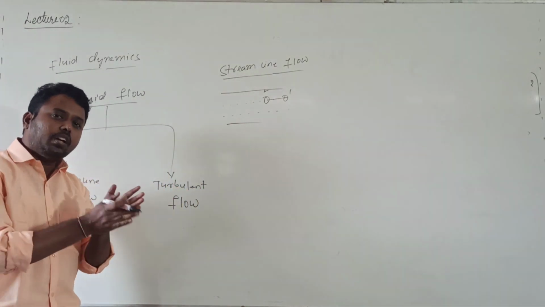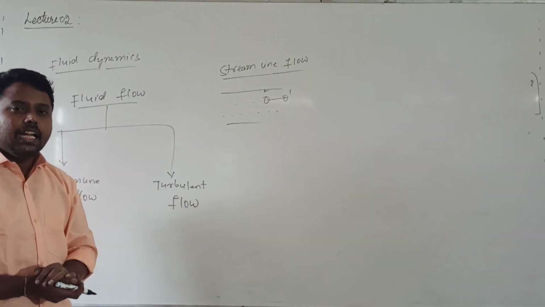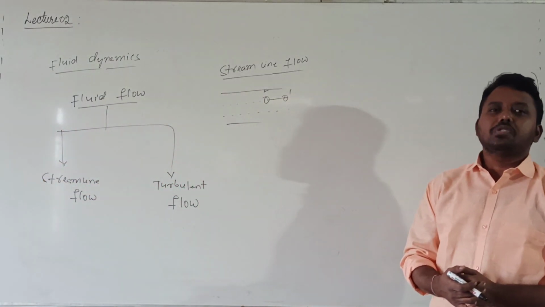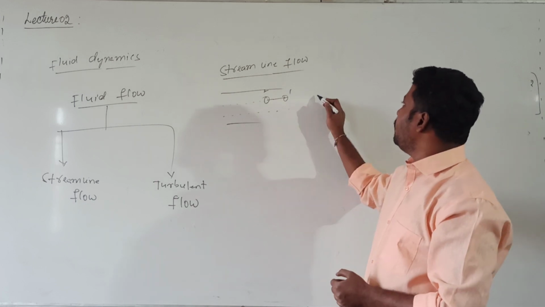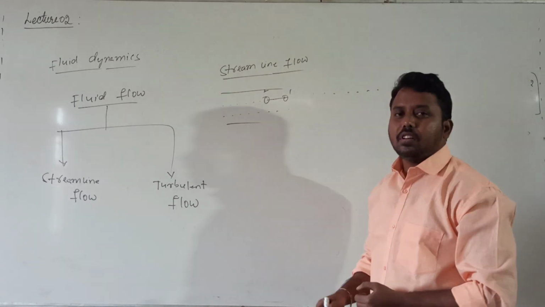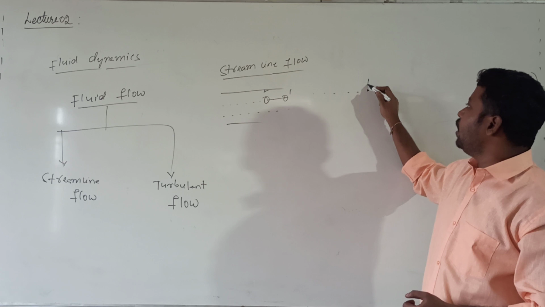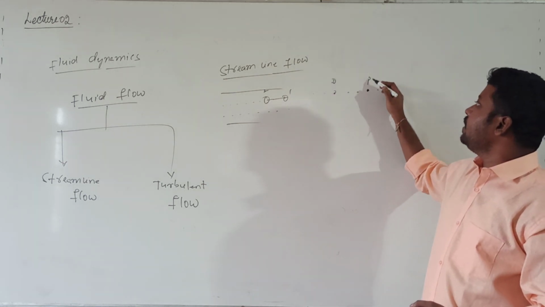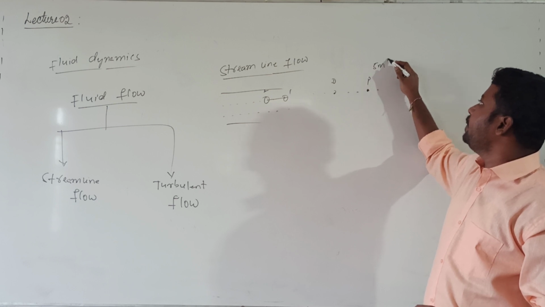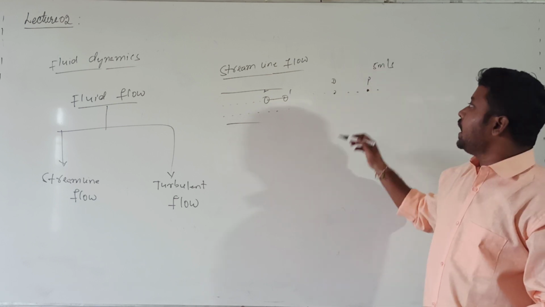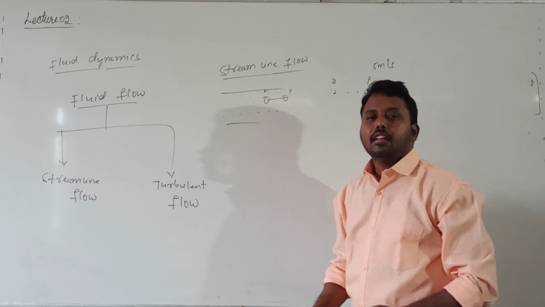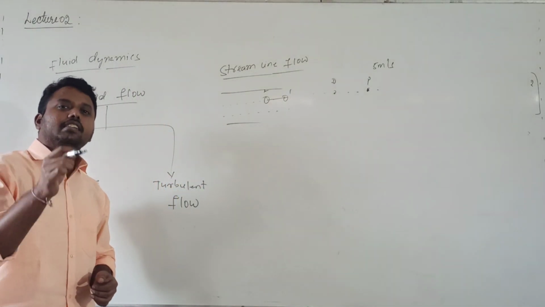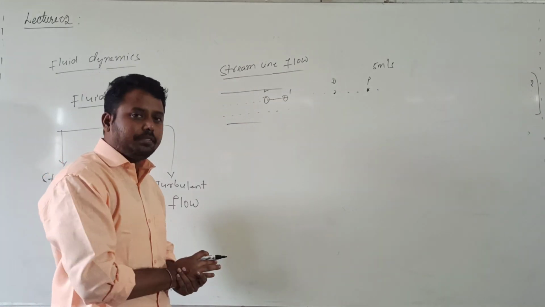Another important point regarding streamline flow: at a given point, the velocity of the fluid will remain constant. What does it mean? Particles are crossing several points. Here is one point, let me call it P, and here is another point, Q. When a particle reaches P, for example, its speed is 5 meters per second. Whatever particle in the streamline flow reaches P will have the same velocity. Velocity at a given point will remain constant.